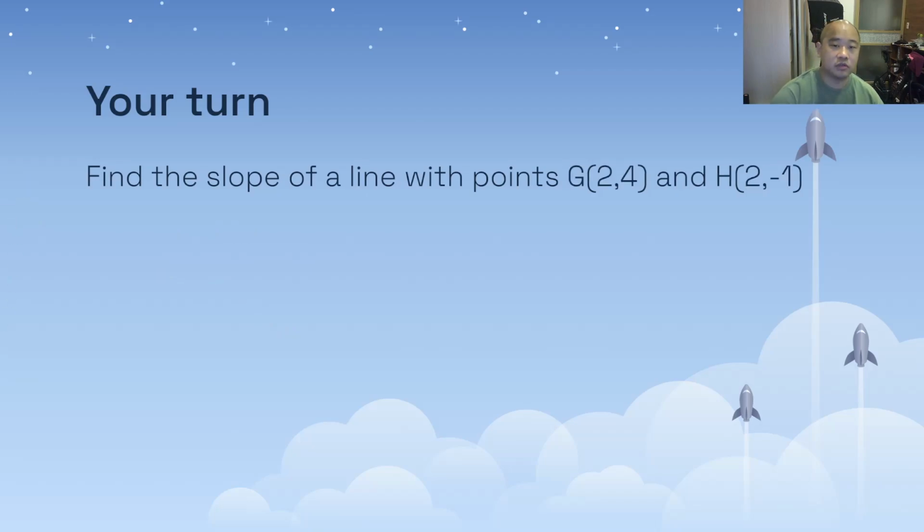Your turn, number 2. Find the slope. Welcome back. So here we have negative 1 minus 4, which is negative 5. And then we have 2 minus 2, which is 0. And anything divided by 0 is undefined. Okay.